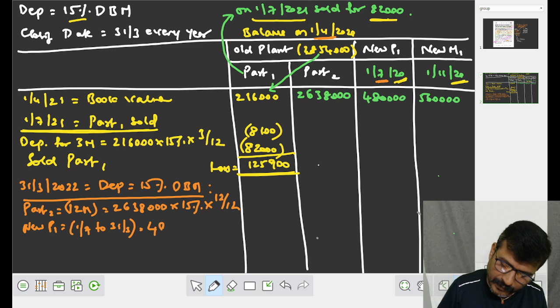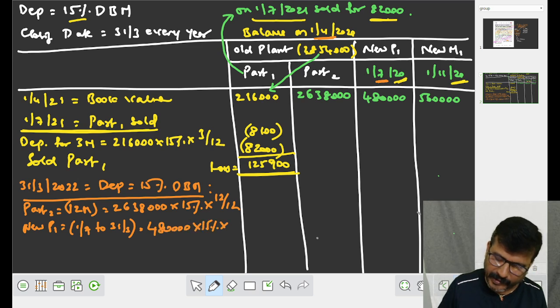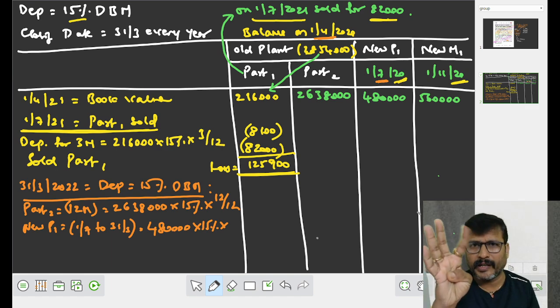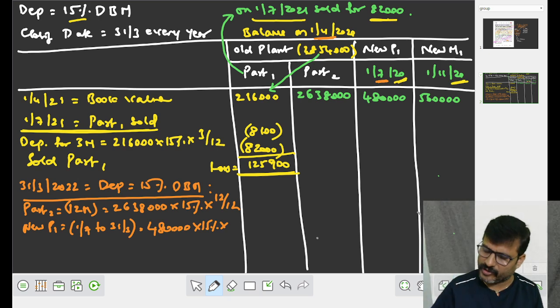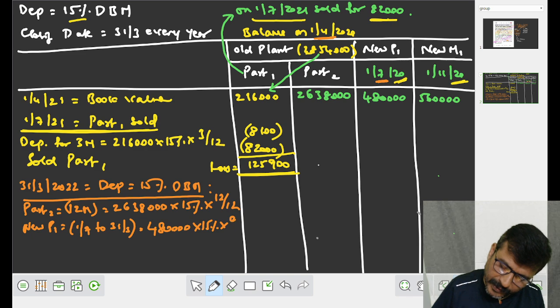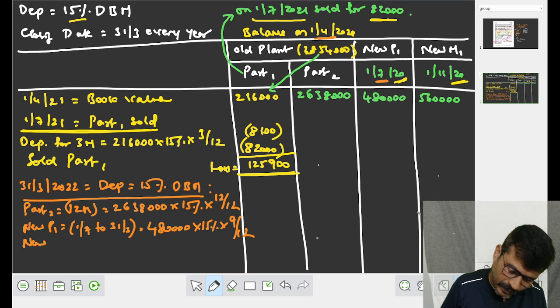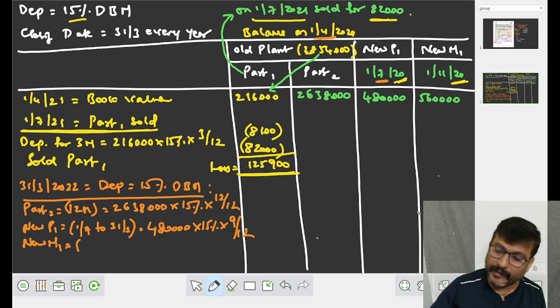Means 4,80,000, 15%. How many months? July, August, September, October, November, December, January, February, March. How many months does it come to? 9 months. 9 by 12. Then next. New machinery 1. When was it purchased? On November 2020.